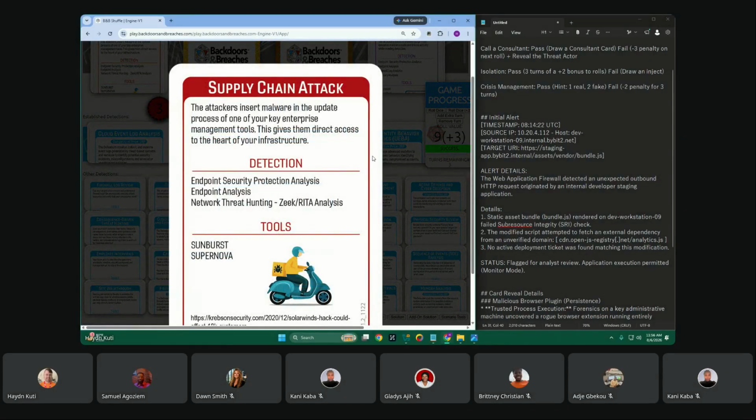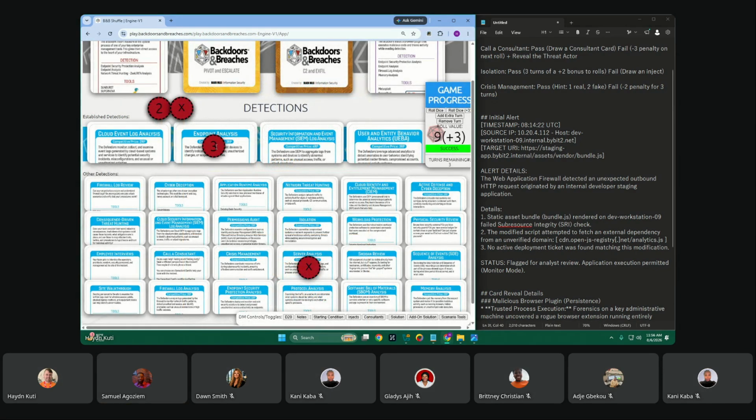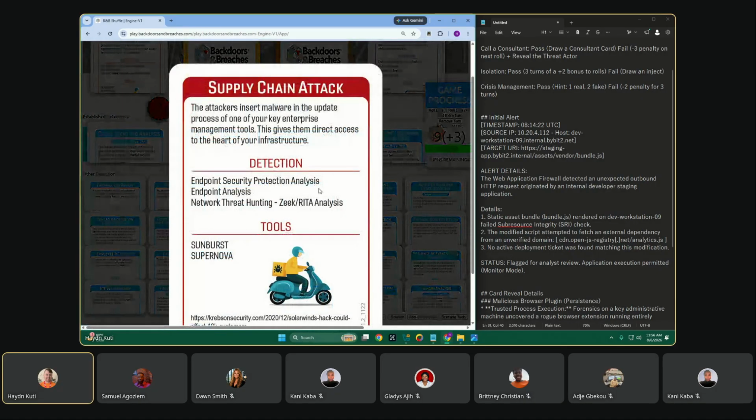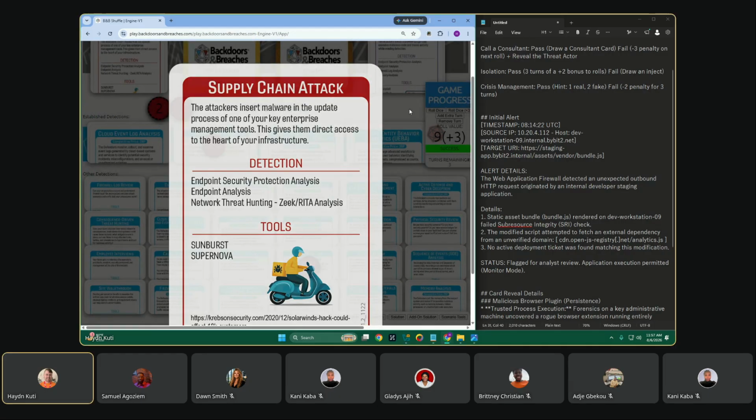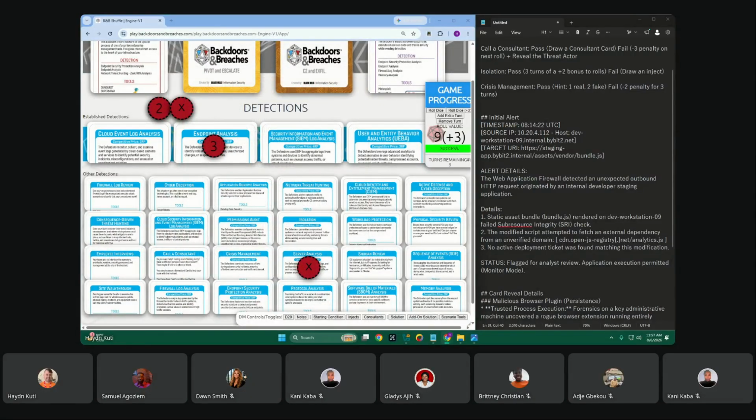Yeah, I also think supply chain attack. What's that? Sorry, go ahead. So you guys revealed supply chain attack. The attackers insert malware into the update process of one of your key enterprise management tools. This gives them direct access to the heart of your infrastructure. And again, I've got more details here. Great job, guys.